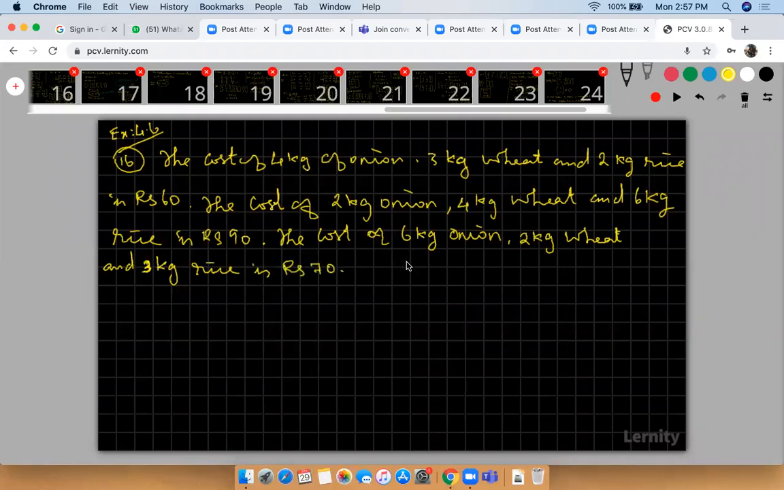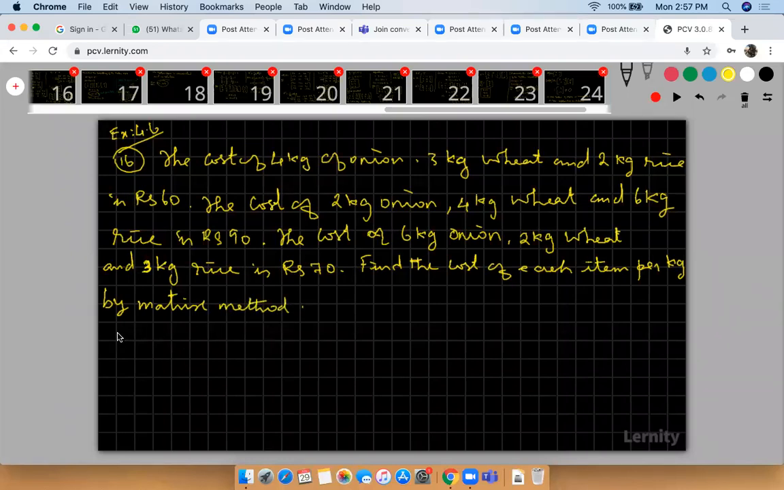So find the cost of each item per kg by matrix method. Matrix method means this determinant method. That is usually called the matrix method because we are finding the inverse of the matrix. So therefore, this is called the matrix method.